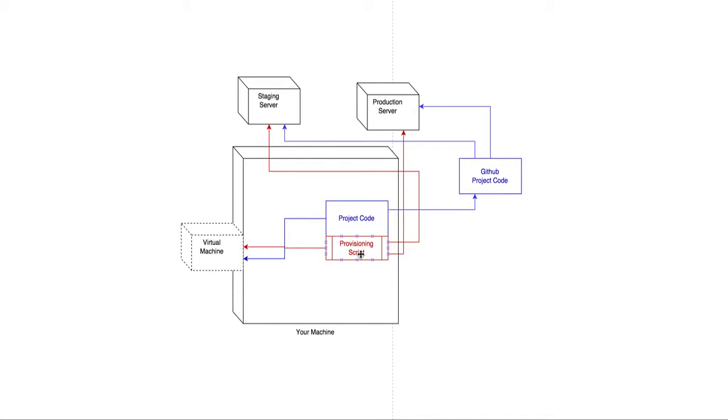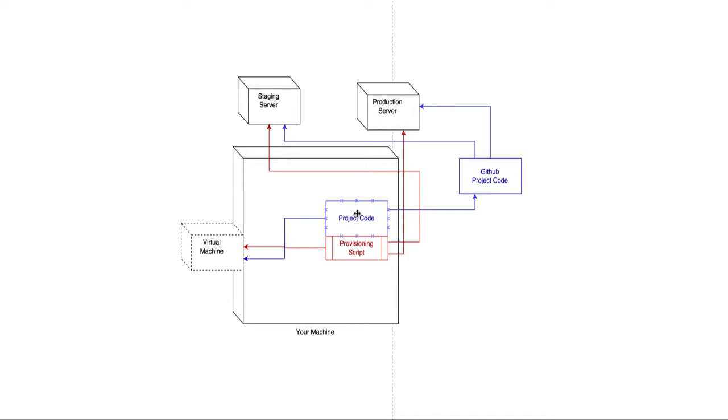The provisioning script will install the correct version of Node.js or Rails or PHP. It'll set up all the user permissions. It'll install any other software, and configure anything that needs to be configured. So at the end of the day, these are basically the same environment.